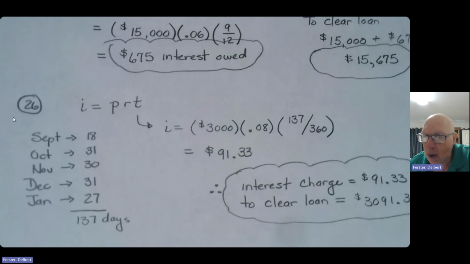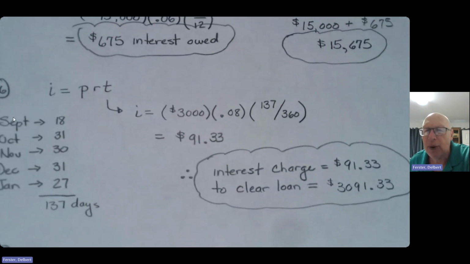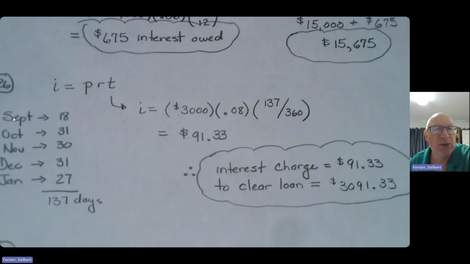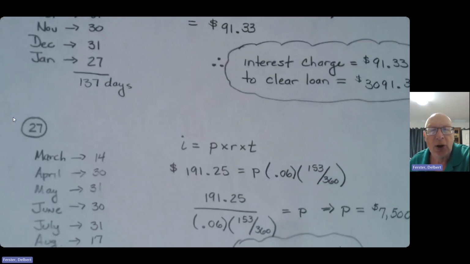All right, so to clear the loan, as we saw on the last problem, you have to pay back the 3,000 that you borrowed in addition to the $91.33. So to wipe out the loan, it'll be $3,091.33. That, my friends, ends problem 26.